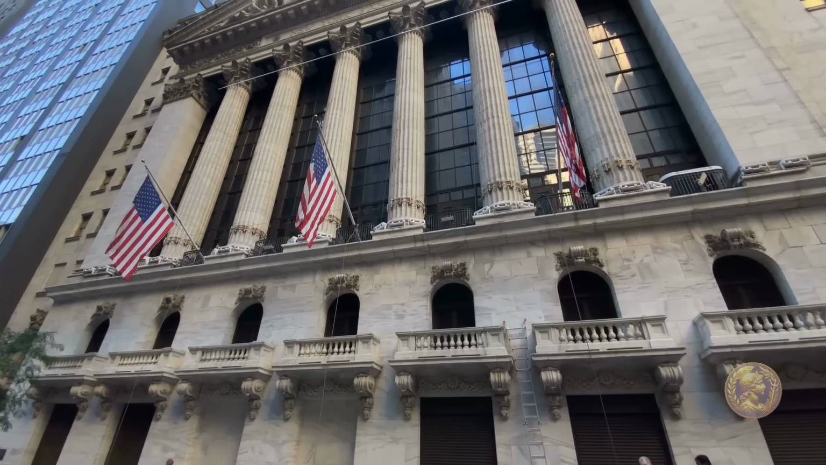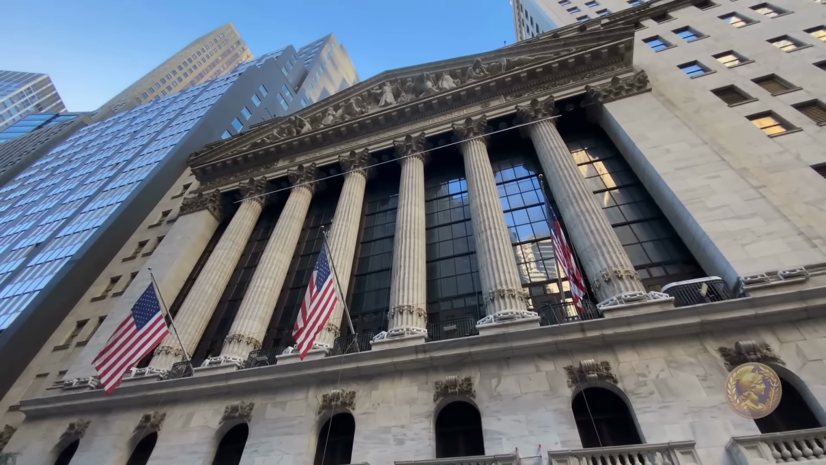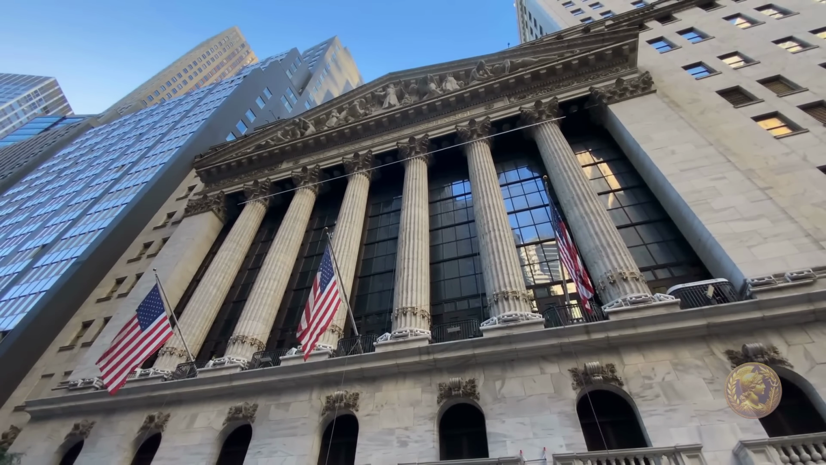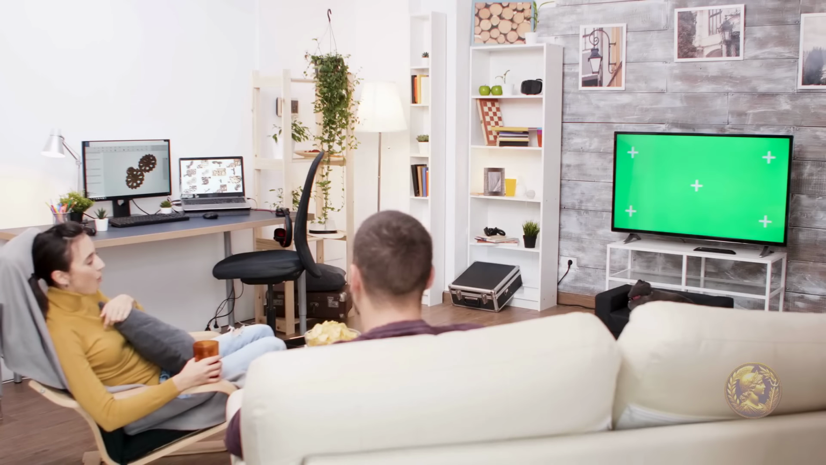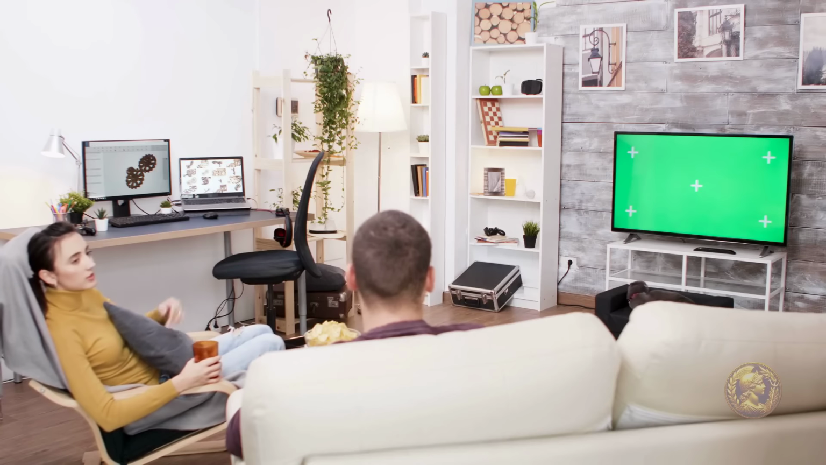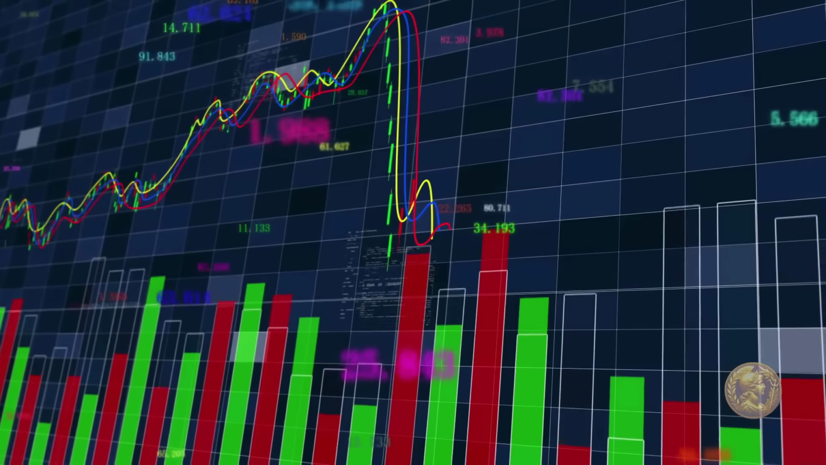We will explore its history, how the companies that comprise it are selected, the methodology behind its calculation, and why it is an indicator so closely followed by investors around the world. So sit back, relax, and join us on this tour to discover everything you need to know about the S&P 500. Here we go. What is S&P 500?